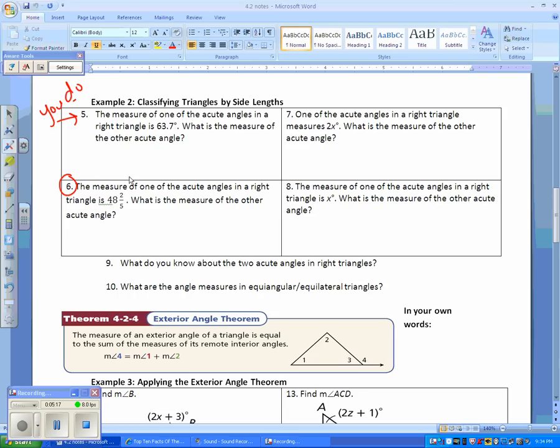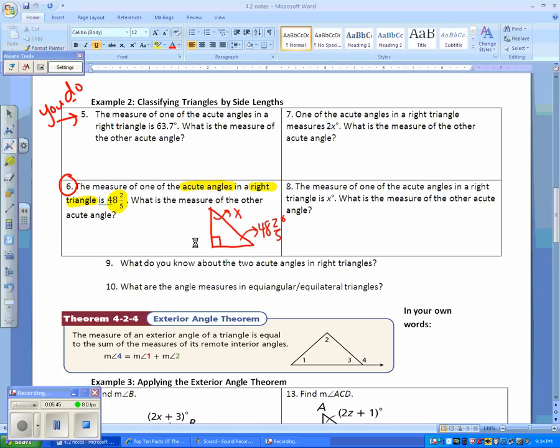So number 6 is the measure of one of the acute angles, that's important, in a right triangle, that's important, is 48 2/5, that's important. What's the measure of the other acute angle? So if you wanted to draw a picture, we'd have a right triangle, and I know that one of these angles is 48 2/5 degrees. And what's this other one? I could call that my x, I could call that my question mark, we don't know.